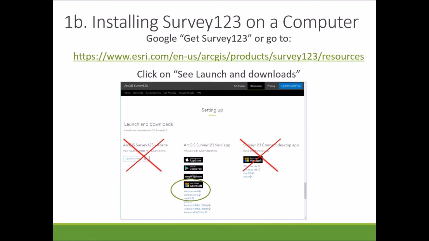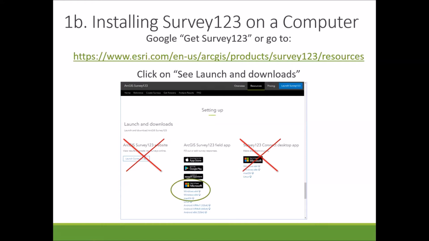You're looking in the middle column under ArcGIS Survey 123 Field App, and most people are going to be looking for one of the Windows installation files or the Mac OS. And most newer Windows computers are going to be x64, so the first option of the blue links in that list. Older computers might use x86.